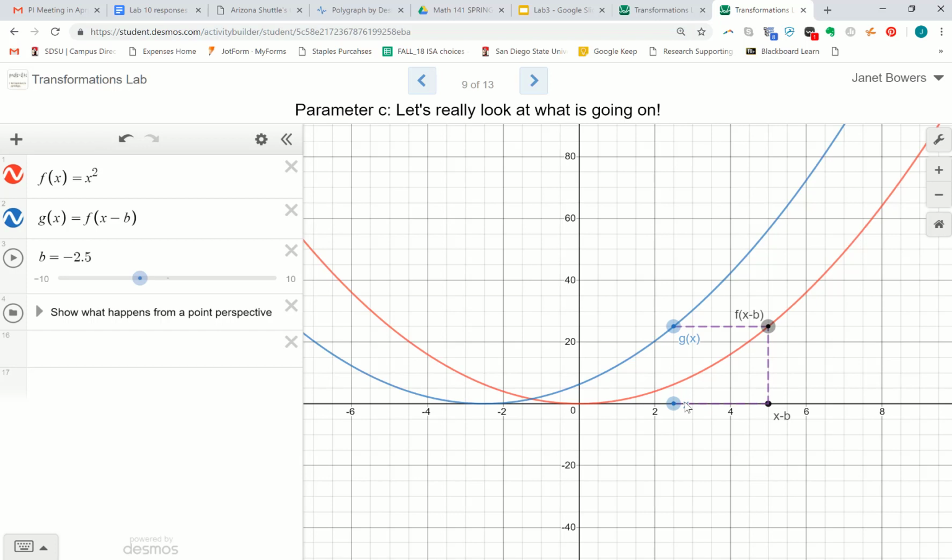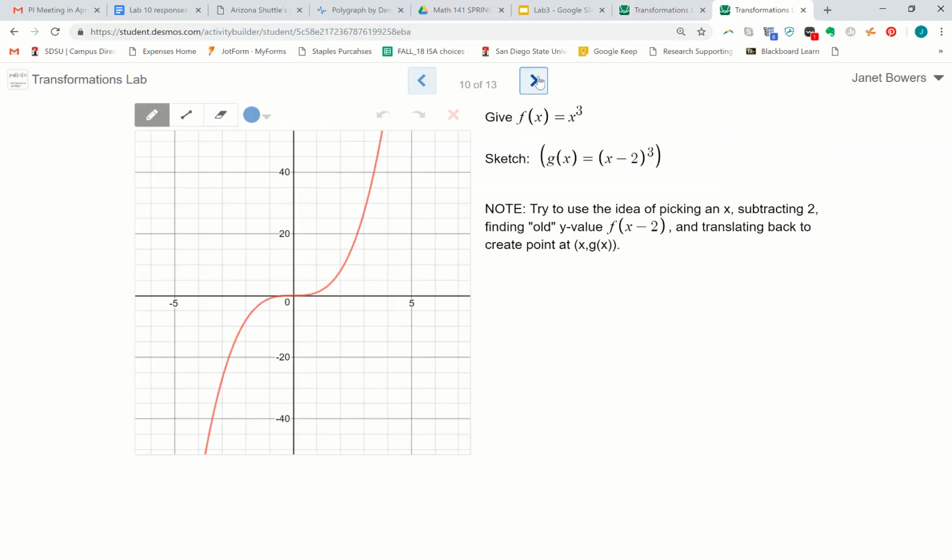Okay, that's kind of a mouthful. Let them play with it. So go to the next thing. You can ask them to play with this idea. Try the idea of picking an x and subtracting 2. So given this function, find what this x minus 2 would look like.